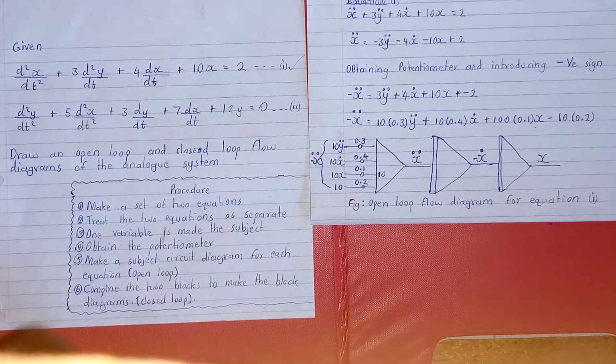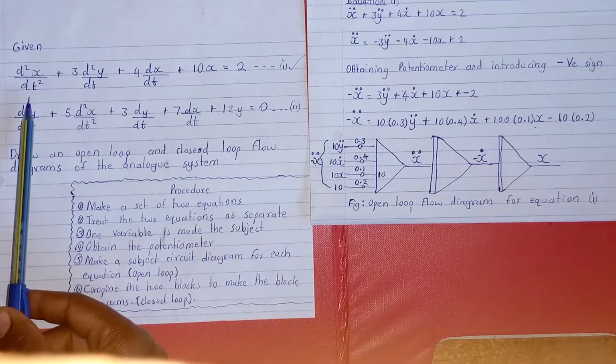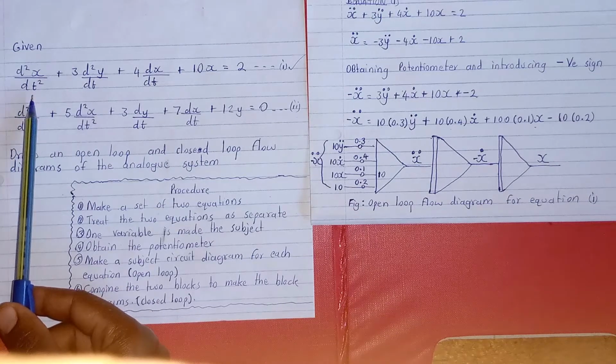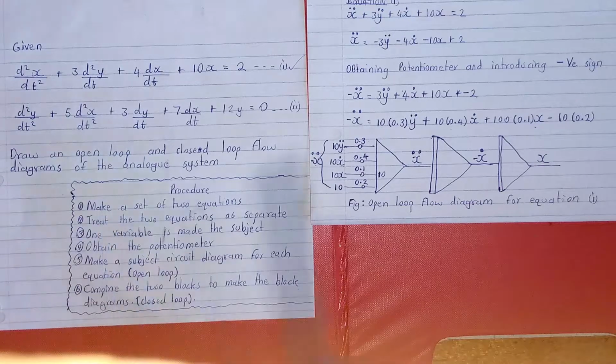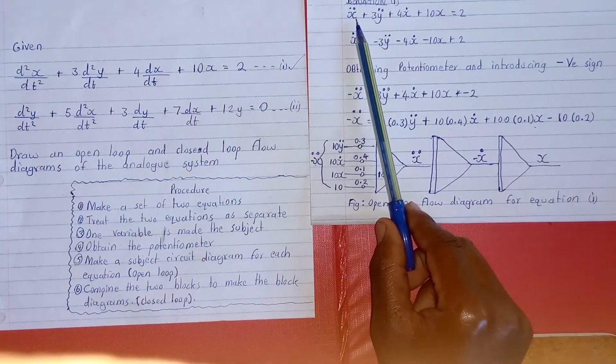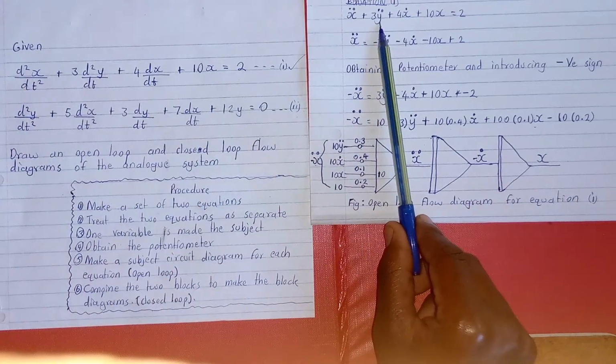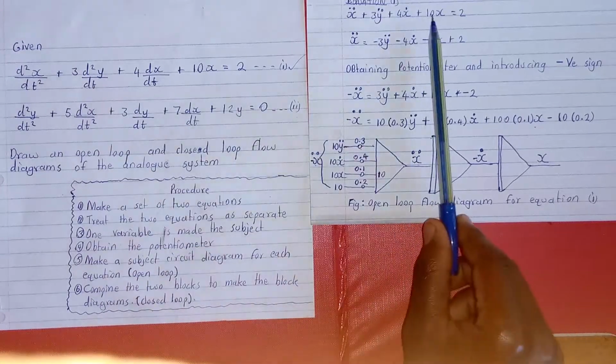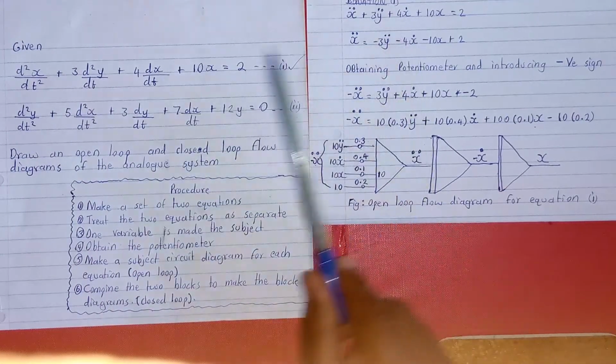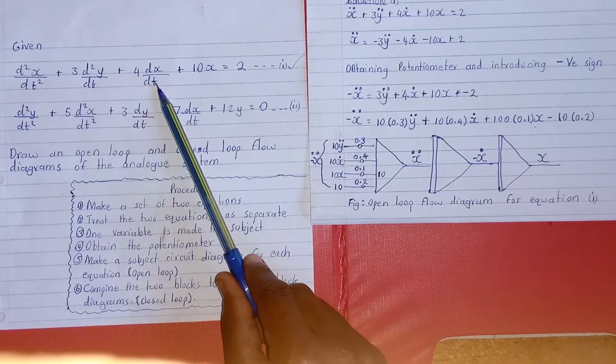Now I'm going to start with our equation 1, since in the procedure it says treat the two equations as separate, that is, work one equation at a time. Now here I'm going to introduce the dot method to represent different orders of these differential equations over here. So our x will have two dots to denote it is a second order differential equation. The same is true for y, since it is second order, and our x with one dot denotes that it is a first order differential equation.